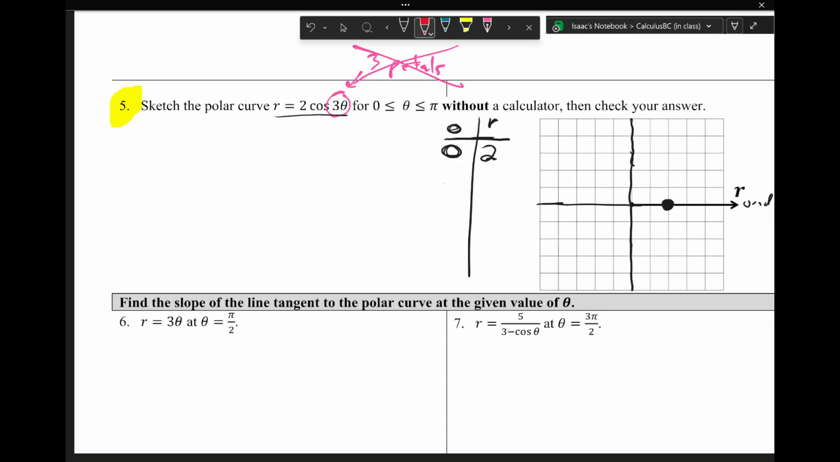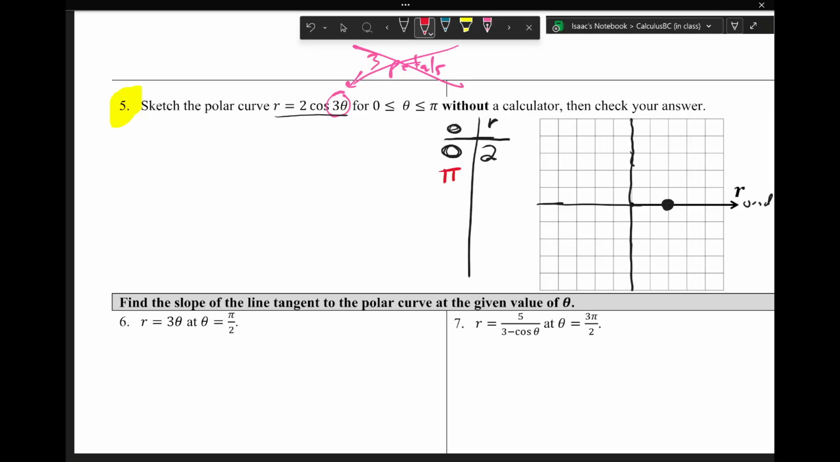Now, this says only graph 0 to pi, so I'm not going to bother picking anything outside of pi. But I don't know, I could try pi also. I probably shouldn't jump to the end. I probably should do a bunch in between, but it's fine. It doesn't matter what order we pick them in.